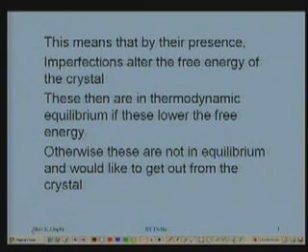That is what I was trying to discuss. By their presence, once there is an enthalpy increase, at the same time there is a configurational entropy increase. The delta G, which is delta H minus T delta S, could be less than 0, it could be more than 0. If it is more than 0, by their presence imperfections are increasing the free energy. If it is less than 0, it is lowering the free energy.